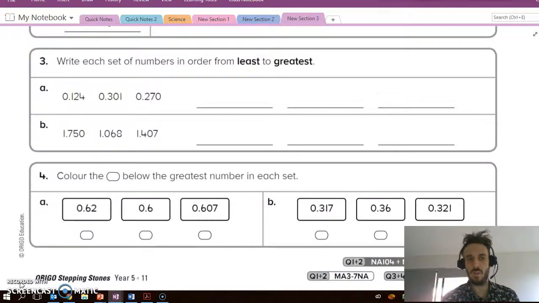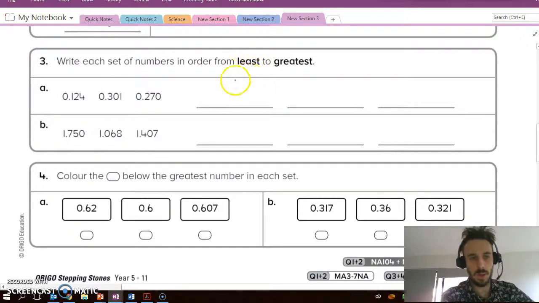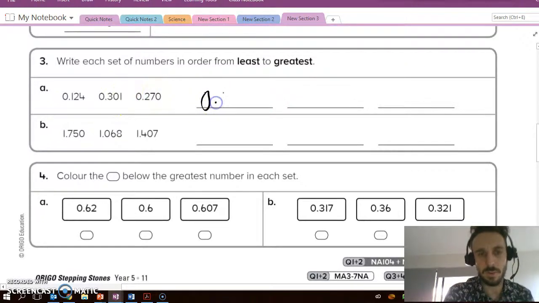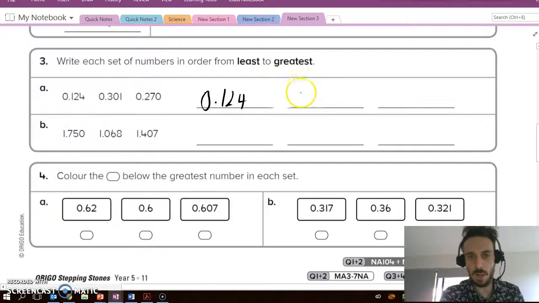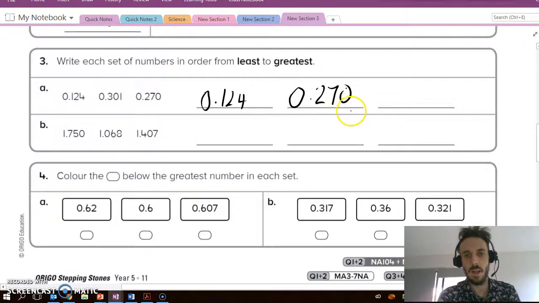Question 3 says, write each set of numbers in order from least to greatest. So least obviously means smallest, so I need to find the smallest number. And remember, read all 3 before you move on. So this says 124 thousandths. This is 301 thousandths. This is 270 thousandths. That's pretty simple. 0.124 is the least. Middle one is 0.270. So 270 thousandths. And the largest there is 0.301.